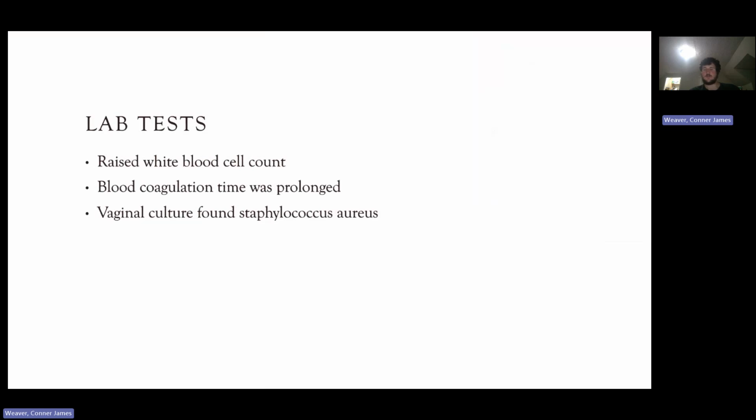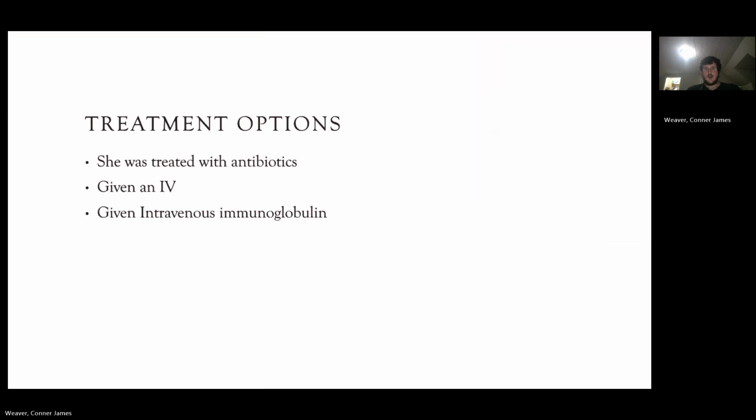Usually it takes about 12 hours, past 12 hours, for one to develop Staphylococcus aureus and toxic shock syndrome from having a tampon in, but she only had it in for 6. So her cause of staph is still not known. She was treated with antibiotics, given an IV for fluid, and she was given intravenous immunoglobulin.